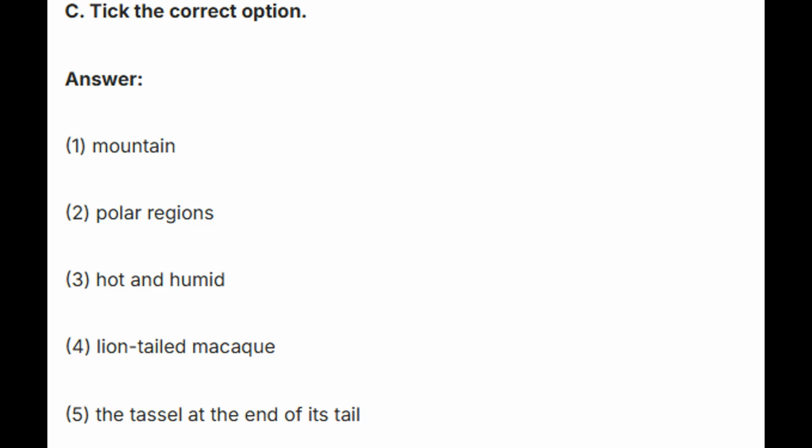Answer: first, mountain. Second, polar regions. Third, hot and humid. Fourth, lion-tailed macaw. Fifth, the tassel at the end of its tail.